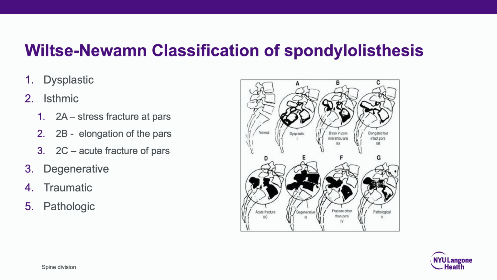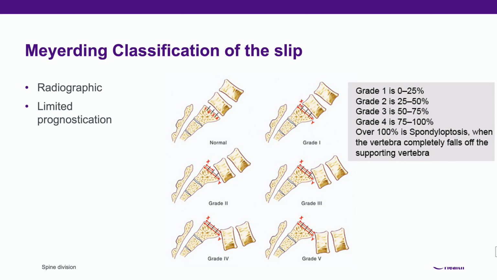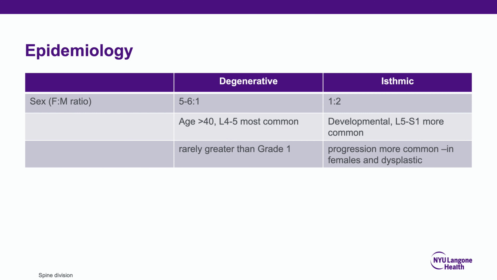The spondy can also be degenerative. It can be traumatic, and it can be pathological or neoplastic. The Meyerding classification, for grades of spondylolisthesis, shows us the amount of slip. It is of limited prognostication, but it's radiographic and simple to use.